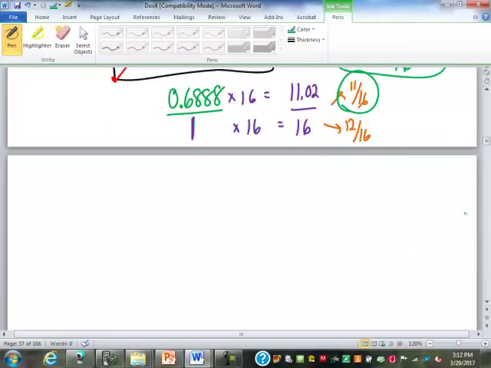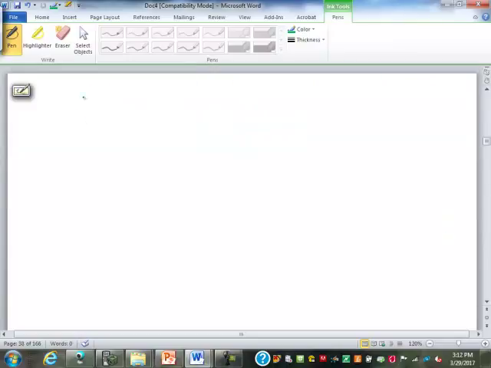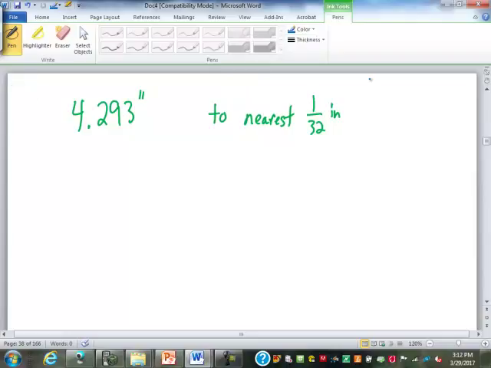Let's say we're given 4.293 inches, and I want it to the nearest 32nd of an inch. To put that to the nearest 32nd of an inch, the 4 whole inches are going to come off. Then I take that decimal, .293, and again, I make it into a fraction the easiest way I know how. I just put it over 1.